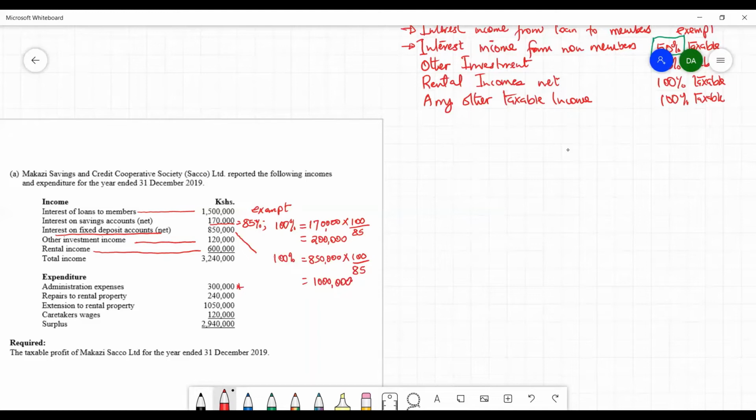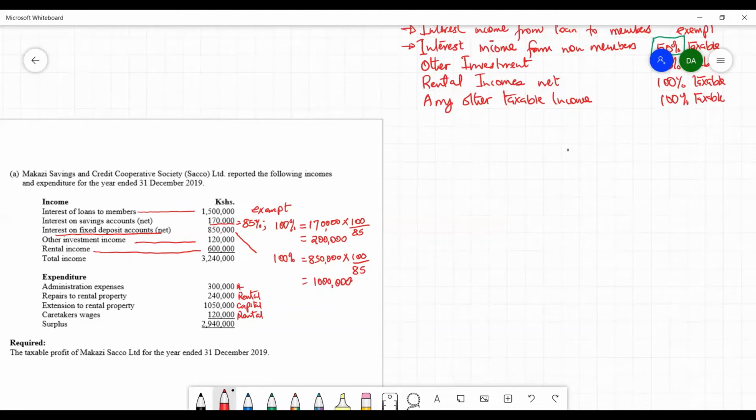Repairs to rental property is related to rental income. Extension to rental property is capital expenditure, therefore not allowable. And then caretaker's wages is an allowable expense, and is a rental expense, so it will be deducted from the rental income.